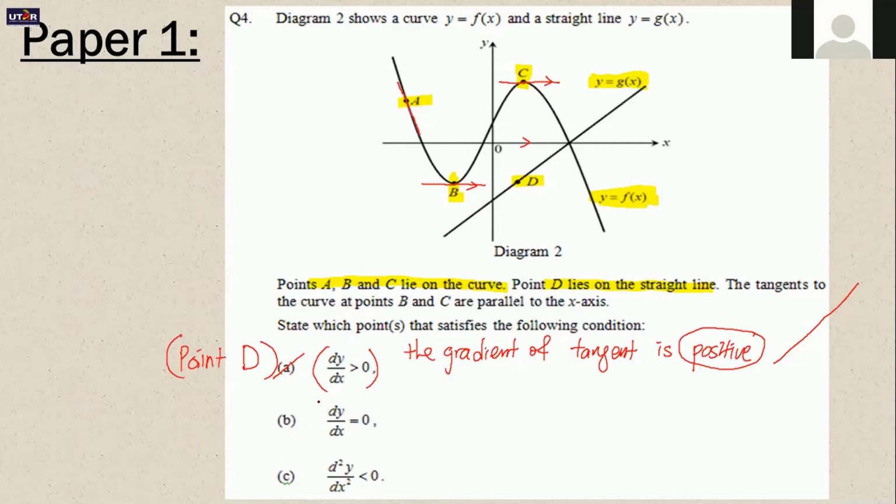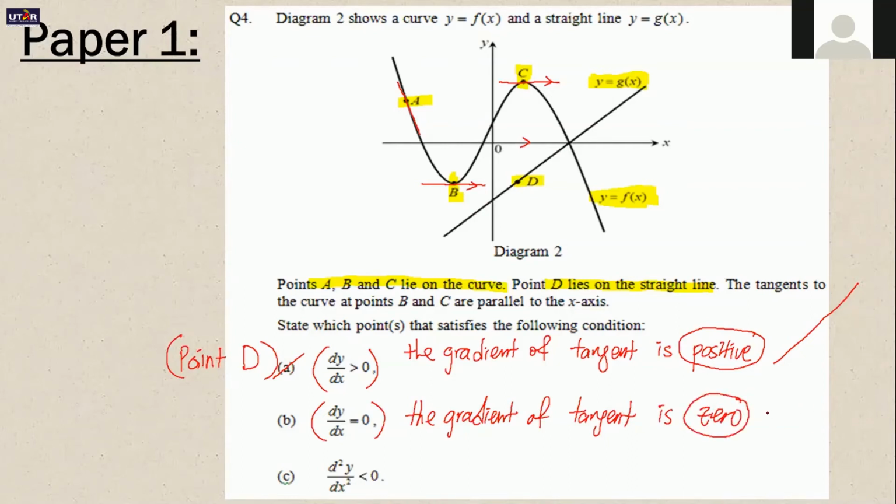Now we go for part B. dy over dx equal to 0 means what? The gradient of the tangent is 0.